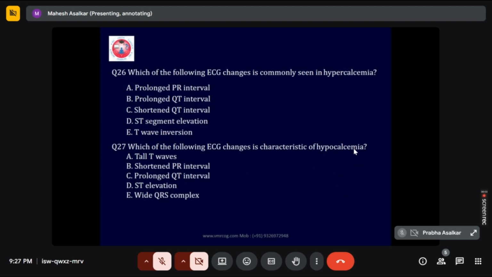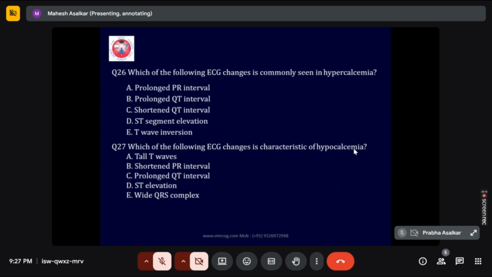Potassium we saw. Now here hypercalcemia will affect the QT interval. Hypercalcemia, increased calcium will lead to a shortened QT interval. Okay, shortened QT interval.